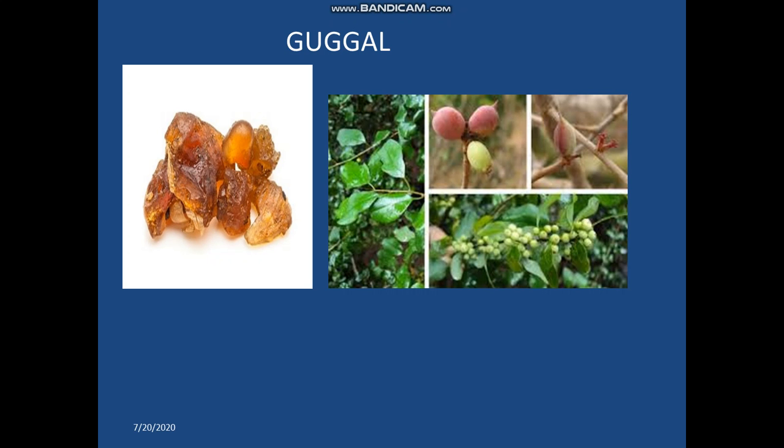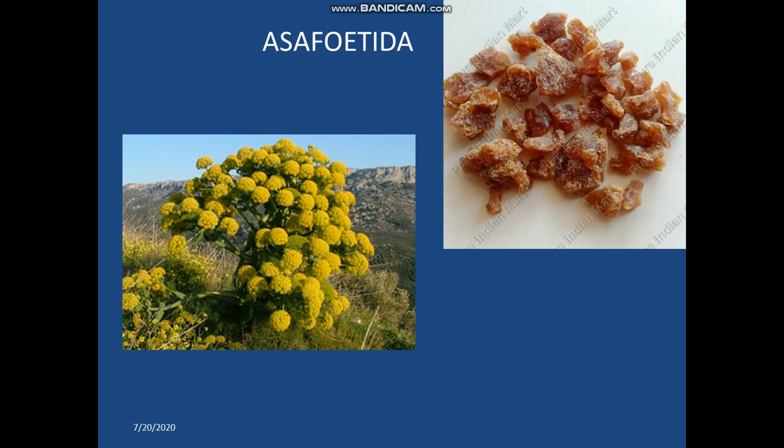Commiphora mukul, its name, and it is frequently used in formulating a number of Ayurvedic drugs. Resin containing drug. Next is the asafoetida, again a resin containing drug like guggul. So Ferula foetida is its name. It belongs to the family Umbelliferae and is frequently used in our culinary practices as a condiment also. And it is used to treat intestinal flatulence also.